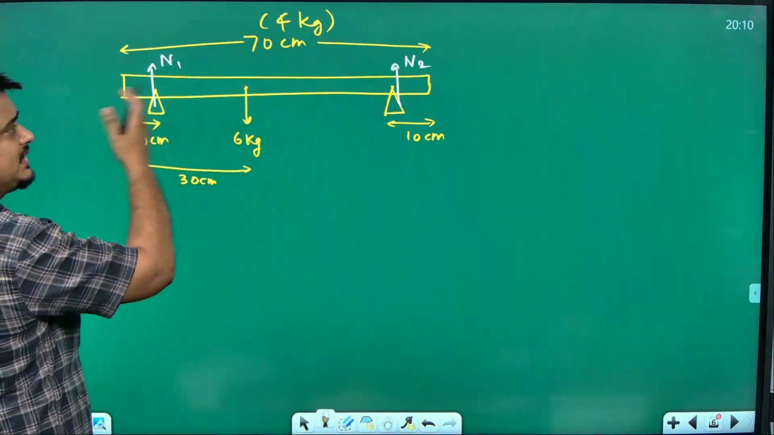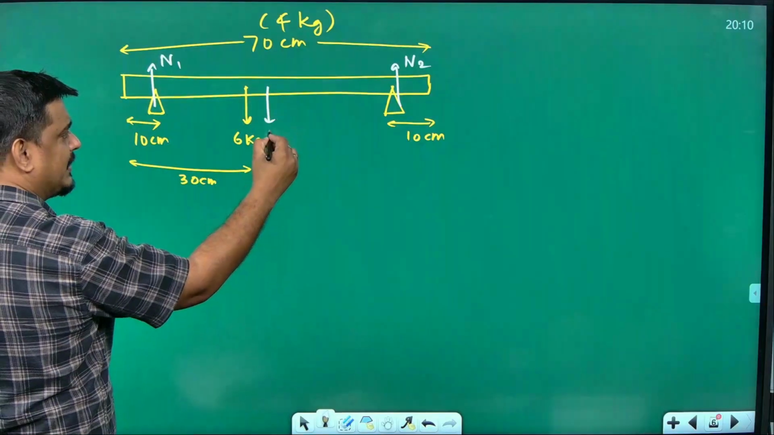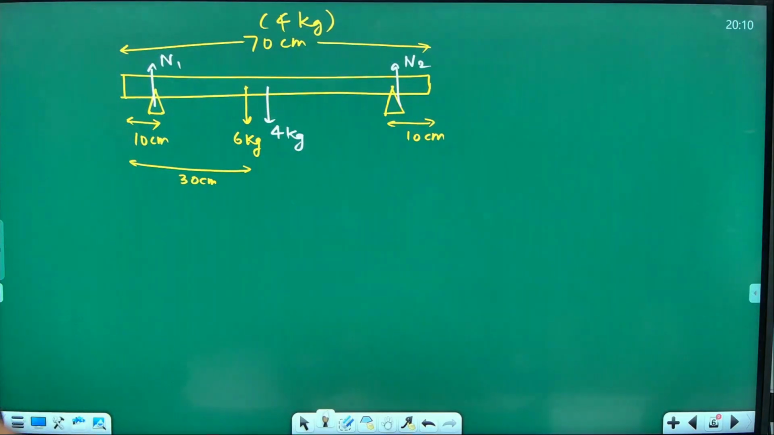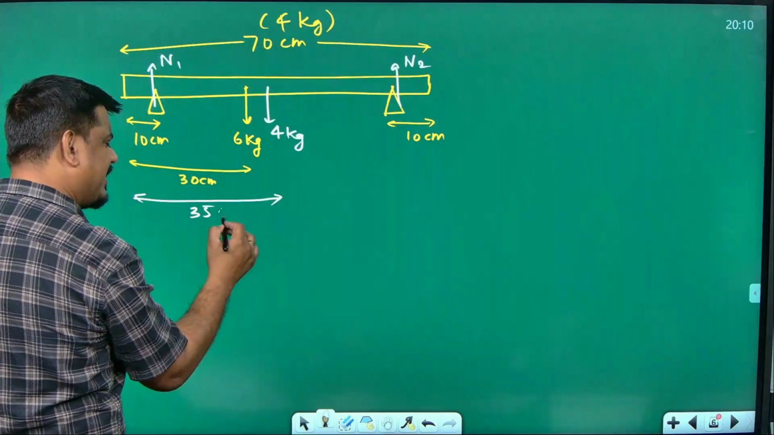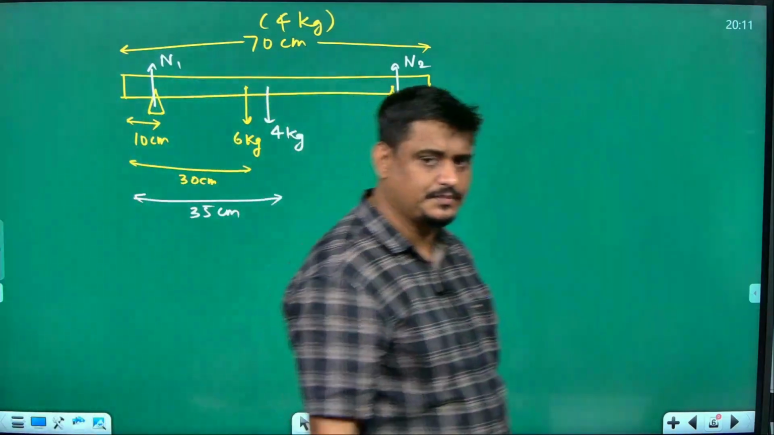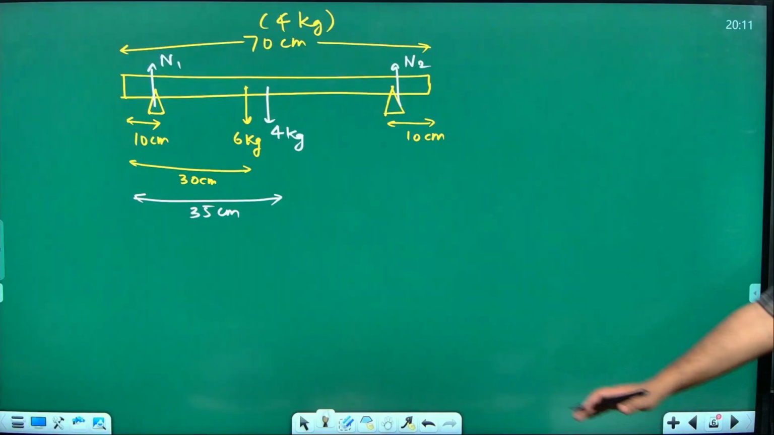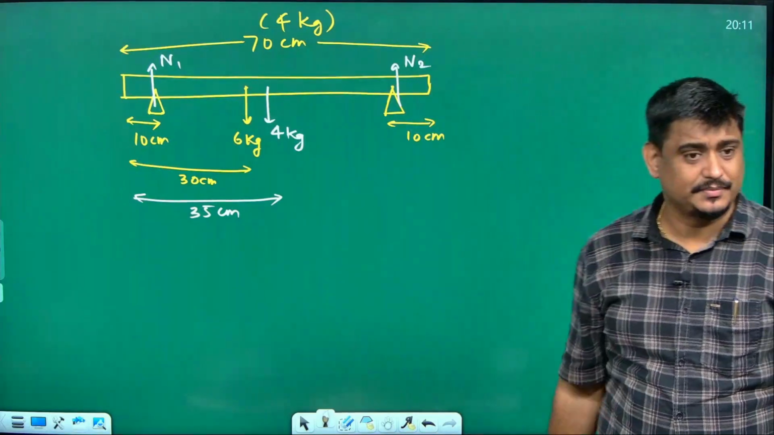What is the total length here? 70, so 35. So 35 centimeter from here. What will be there? The 4 kg will be there, isn't it? So 4 kg is going to be at 35 from here. All these distances are very, very important to understand. There are many forces acting here: 6 kg, 4 kg, N1, N2, isn't it?